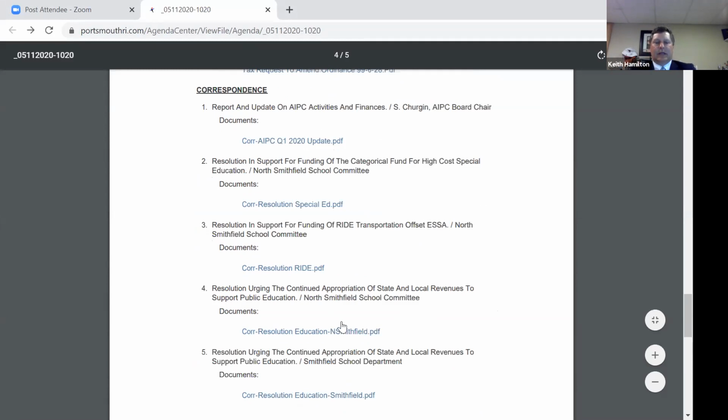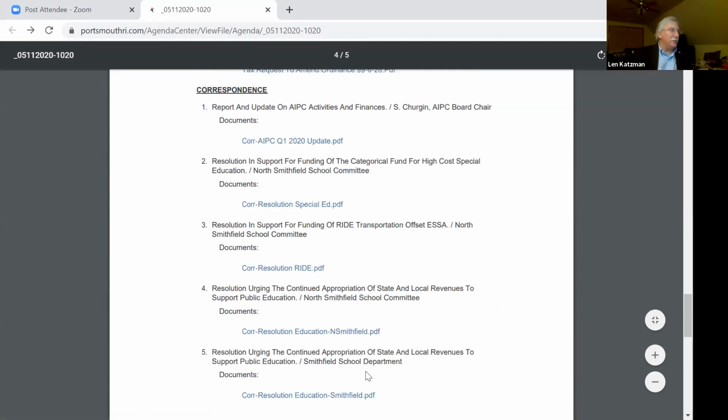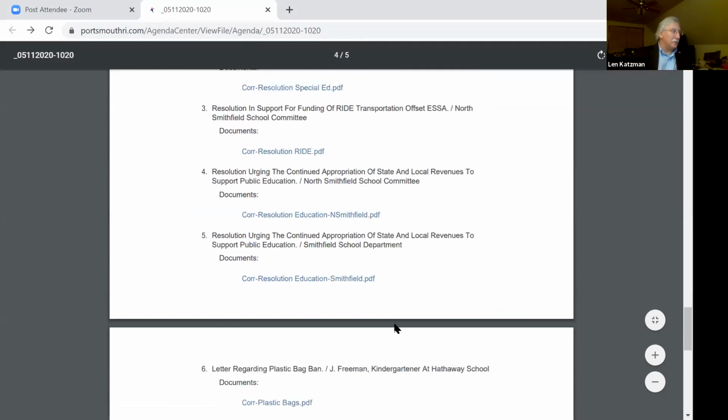So items 4 and 5. 2, 3, and 4. And 5. Well, 4 and 5 are the same, aren't they? Yeah, 4 and 5 are the same, just different. Okay, 2, 3, 4, and 5, please.